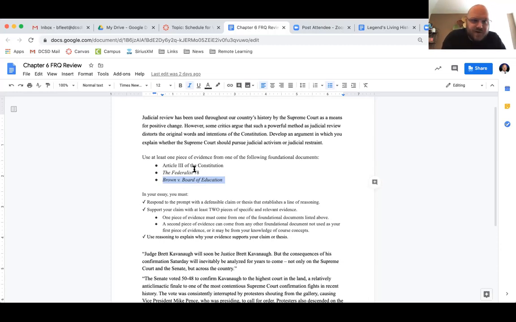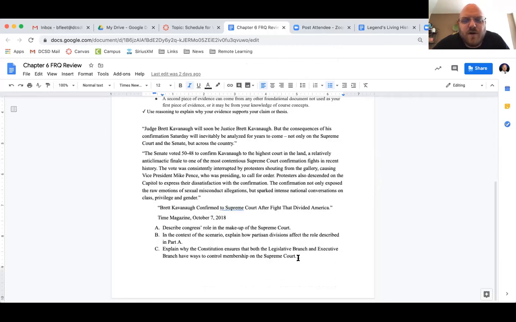I think there's an argument to be made for both, but I also think when you look at Brown v. Board reinterpreting and overturning what case? Anyone? What case did Brown v. Board overturn? Separate but equal, Plessy versus Ferguson. Very good, very good. Okay, so that's the first one.